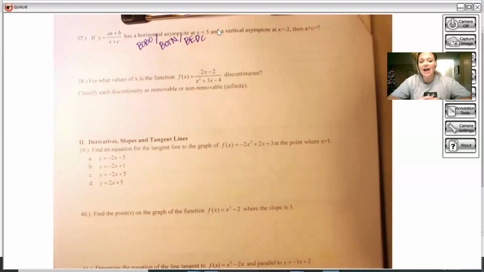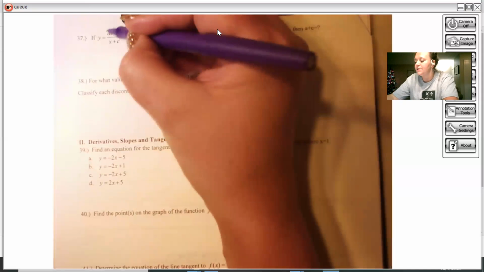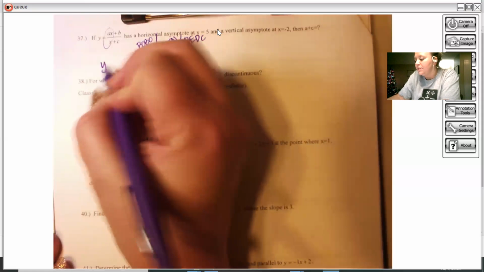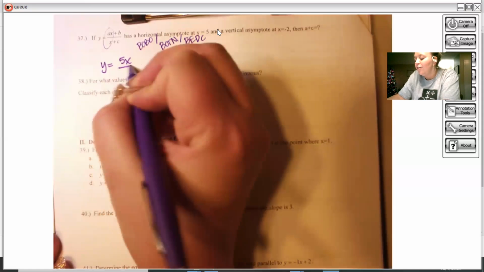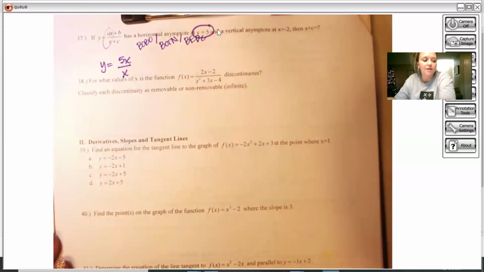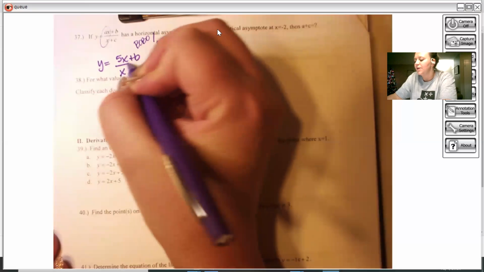So if it's a 5, that means that the numbers in the front of these x's have to divide to 5, which pretty much tells me that my A has to be a 5. Does that make sense? So like if I have y equals 5x over x, that's going to give me this y equals 5 here. So I pretty much know that my A has to be a 5, okay? Now, B is a little bit of a mystery.